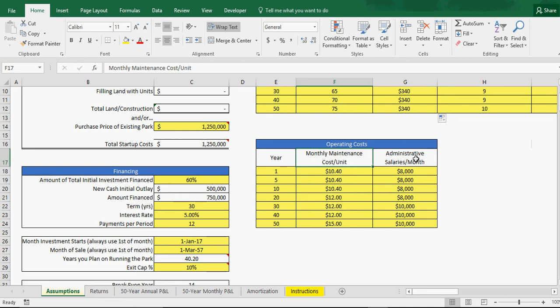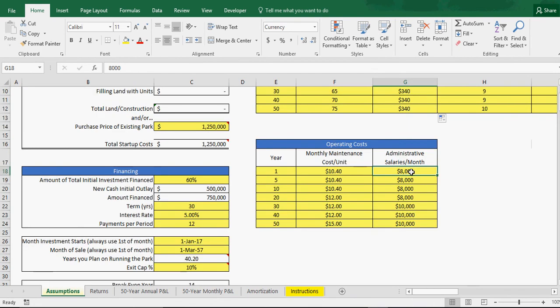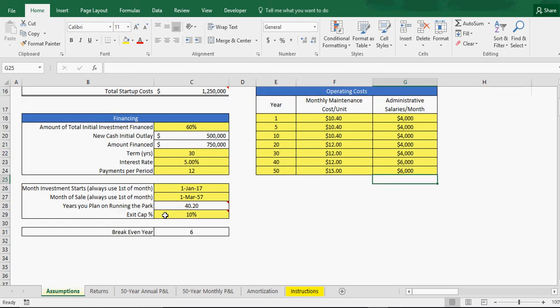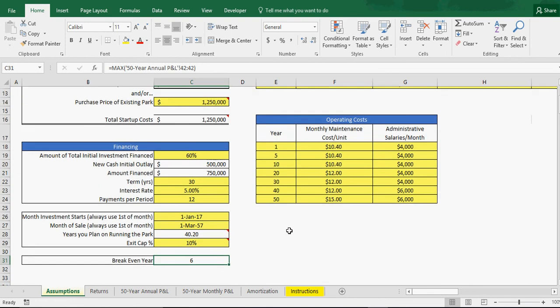And then we have administrative sales salaries. Now this is high here, 8,000, but it could be dependent on how many units you have to manage. 60 to 75. Let's say, I mean, this might be 4,000, but that's all your assumptions. You can play with yourself. Say it goes up to 6,000 at the end, and that's going to make a big difference in our break-even year. Probably it gets down to 6. So basically everything in yellow is what you would change.